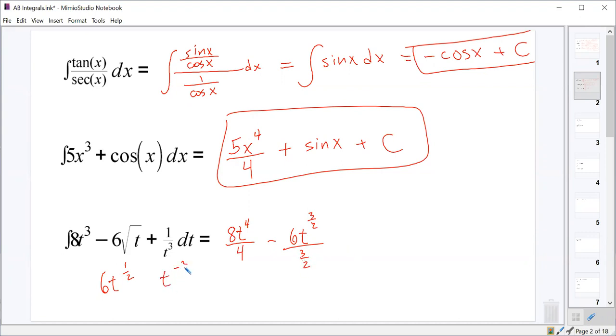And what's this one? This one is a t to the -3. So what does that become? Plus t to the -2 over -2 plus what? C. Plus our constant. Yep. And what do we get when we simplify? We get 2t to the 4th. This one becomes what? Minus 4t to the 3/2 if we multiplied by 2/3 to the 6th. And then this one becomes minus 1/2 t squared. And our plus c stays as a plus c.